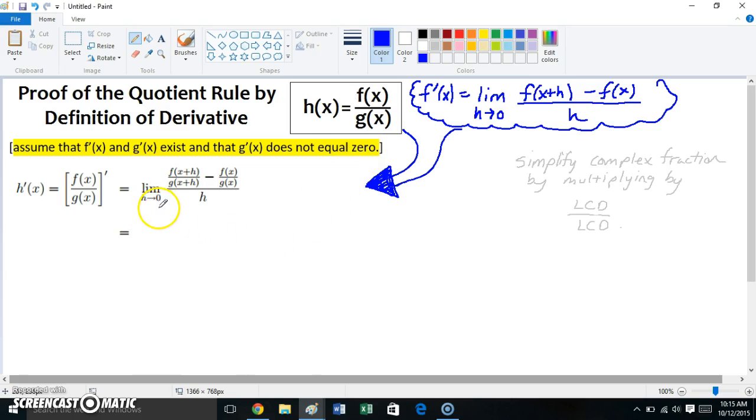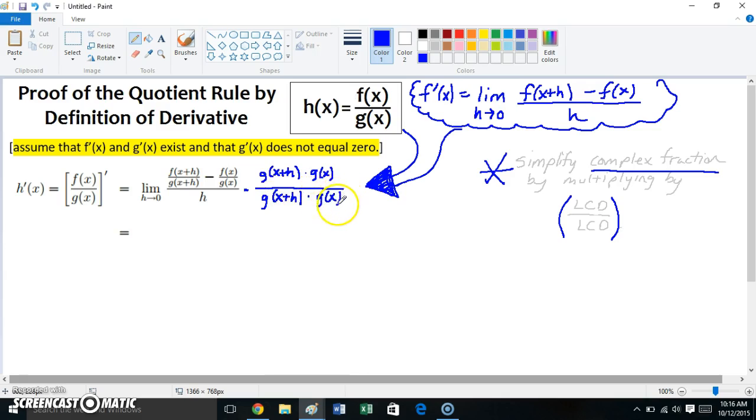We're going to apply that definition to our quotient, f of x over g of x. So here we have the limit as h approaches 0 of f of x plus h divided by g of x plus h minus f of x over g of x, all divided by h. Okay, here we have a complex fraction, fractions within fractions. So in order to work with that, we need to simplify. The easiest way to do that is by multiplying by the common denominator over the common denominator. So I'm going to do that here. My common denominator is g of x plus h times g of x. In effect, I'm multiplying by 1, so I'm not changing anything.